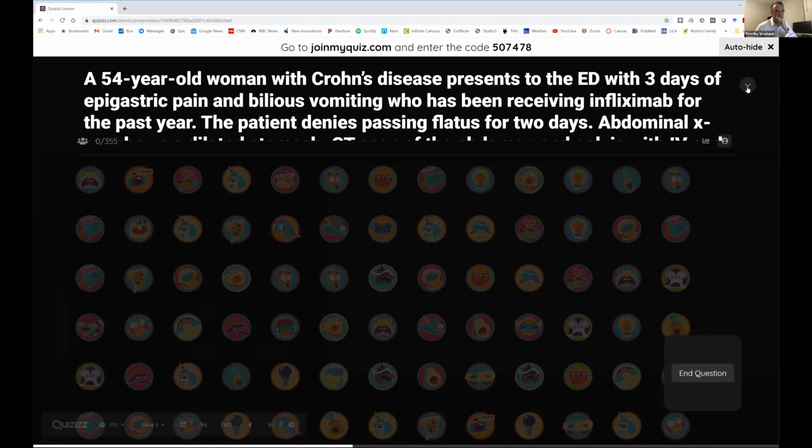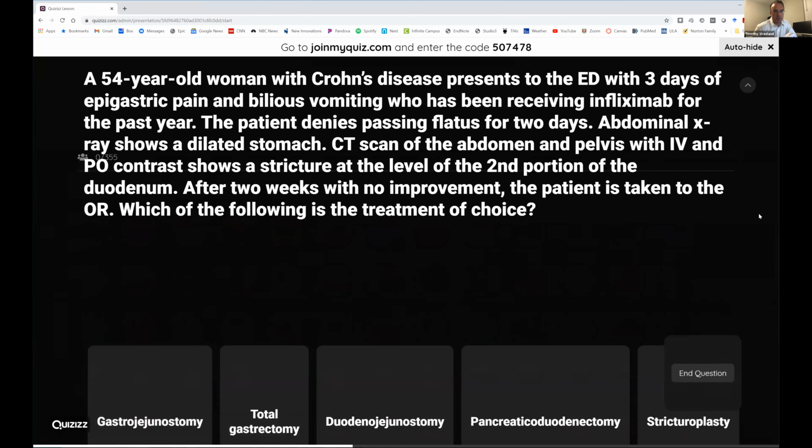All right. 54-year-old woman with Crohn's disease presents to the ED with 3 days of epigastric pain, bilious vomiting. She has been receiving infliximab for the past year. The patient denies passing flatus for 2 days. Abdominal X-ray shows a dilated stomach. CT scan shows a stricture at the level of the second portion of the duodenum. After 2 weeks with no improvement, the patient is taken to the OR. Which of the following is the treatment of choice?